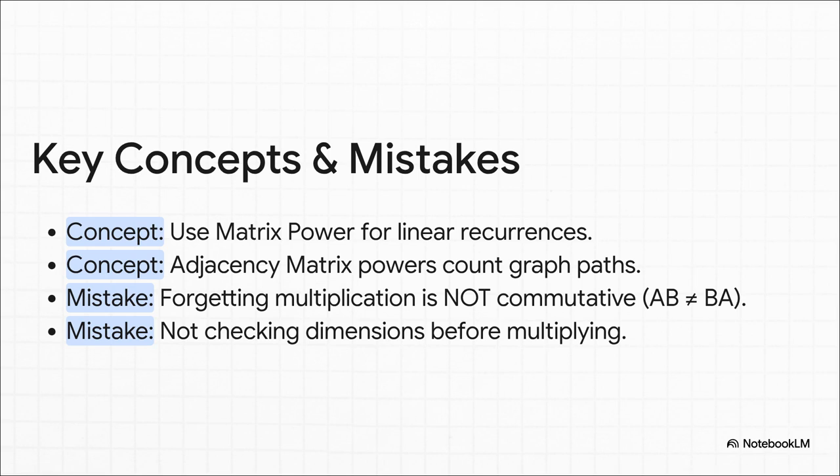Now for the mistakes to avoid. Mistake number 1, forgetting that matrix multiplication is not commutative. A times B is not B times A. And mistake number 2, always, and I mean always, check your dimensions before you even try to multiply 2 matrices.